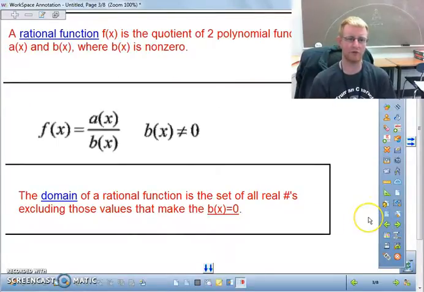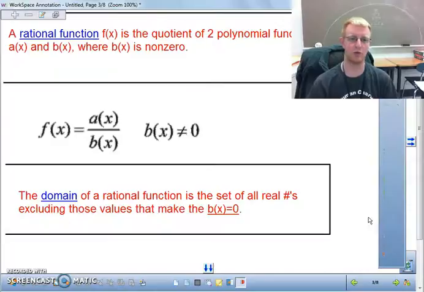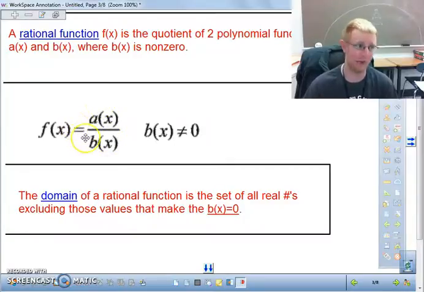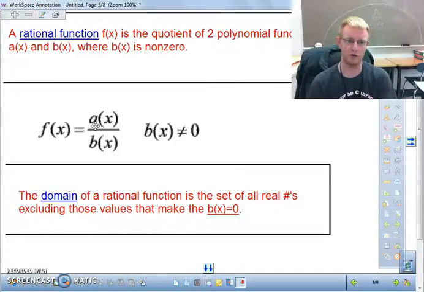Okay, so let's first define what a rational function is. A rational function is the quotient of two polynomial functions. So, in other words, we have a polynomial on top, we have a polynomial on bottom. Remember, a polynomial is anything with degrees, like 1, 2, 3, 4, 5, 6. No fractional powers, no negative exponents, okay, just regular integer exponents that are positive. So, we have a function on top, a function on bottom.